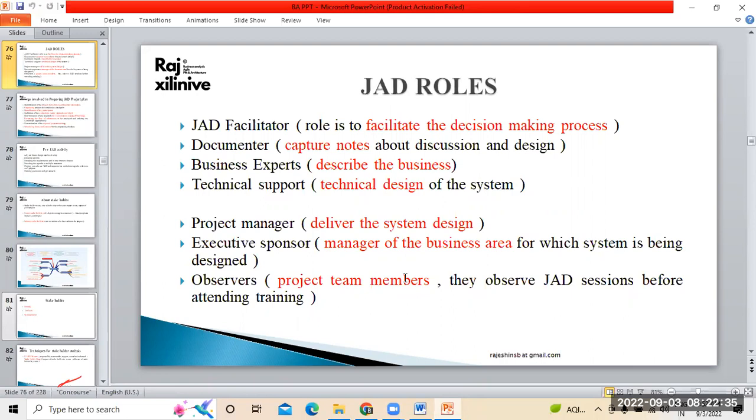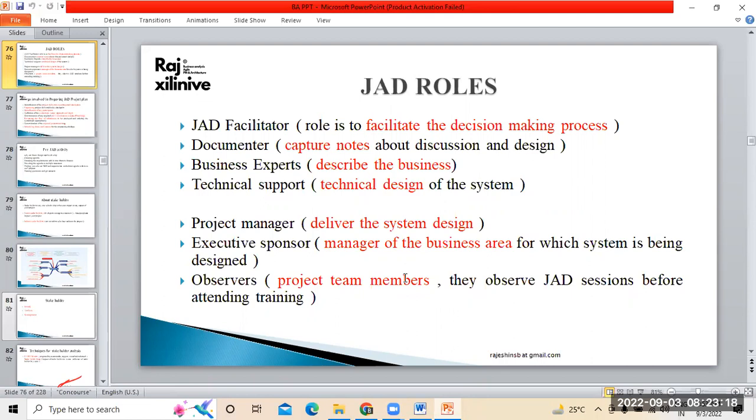The business expert's responsibility is to describe the business of the customer, whoever the customer is. We need to understand and describe the business of the customer. That is also there. So the JAT facilitator, nothing but the role of a business analyst who acts as a JAT facilitator, is the first one. Second, the documenter, the person who is going to document all the requirements. Next, the business expert, who is going to describe the business, is the third one.